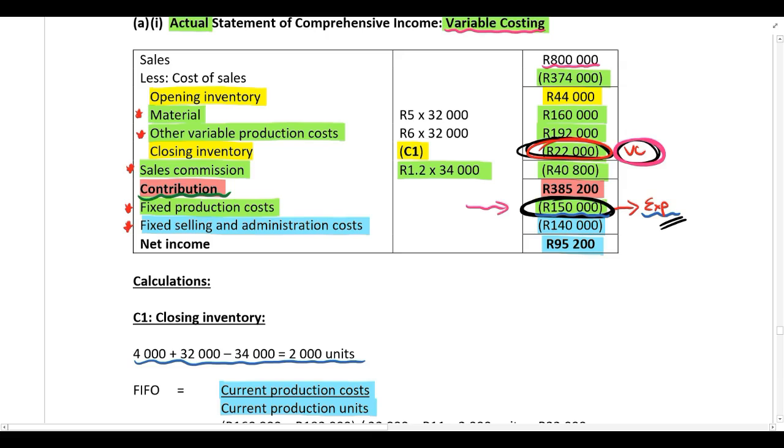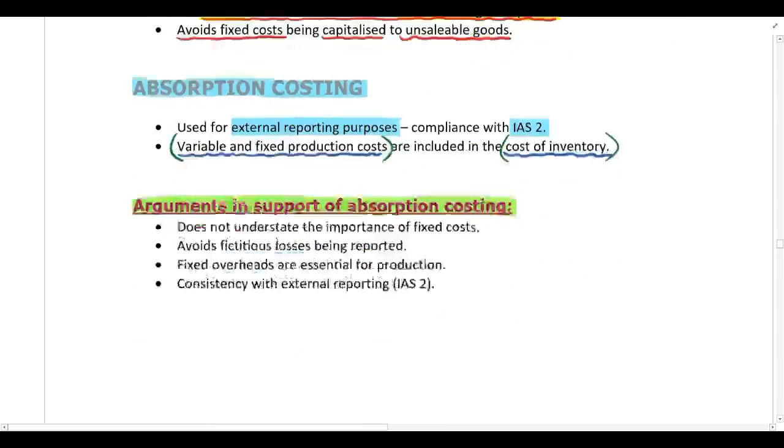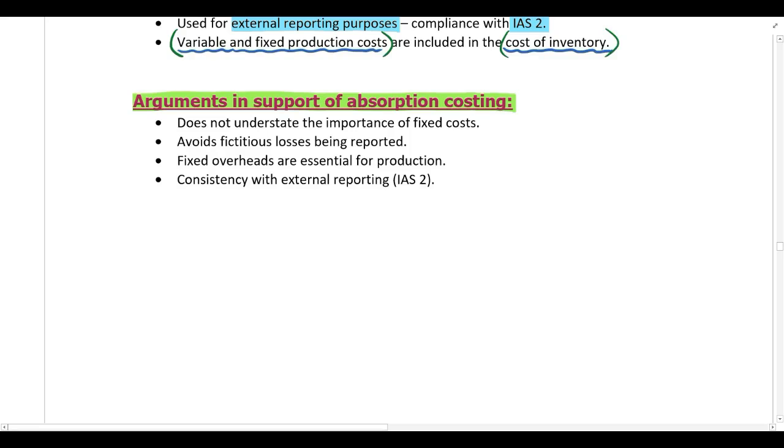Our fixed costs are expensed in the period incurred, so we are not capitalizing any fixed costs to unsellable goods. Instead, the full fixed cost is expensed in the period incurred. If we then look at the arguments in support of absorption costing, or the advantages of absorption costing, the first one is it does not understate the importance of fixed costs.